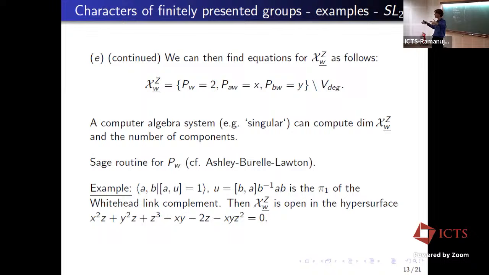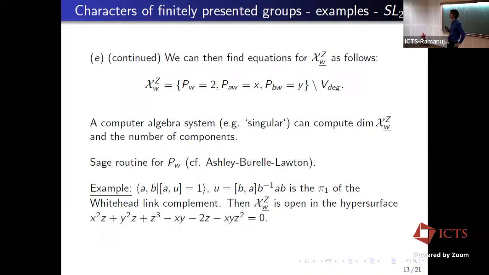And you can show that it's equivalent to say that W equals 1 when you are outside the degenerate locus. So the character variety is defined by these three equations minus the degenerate variety. So you can put this into a computer algebra system and ask it, for example, what's the dimension of this set.